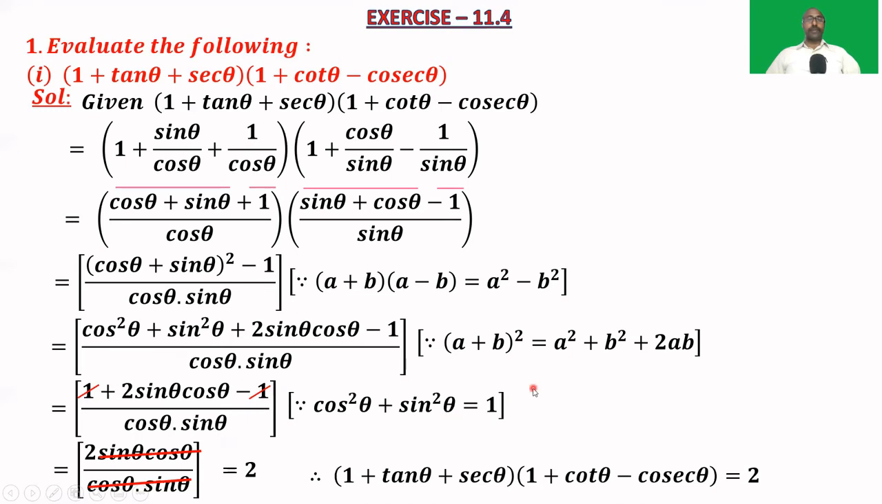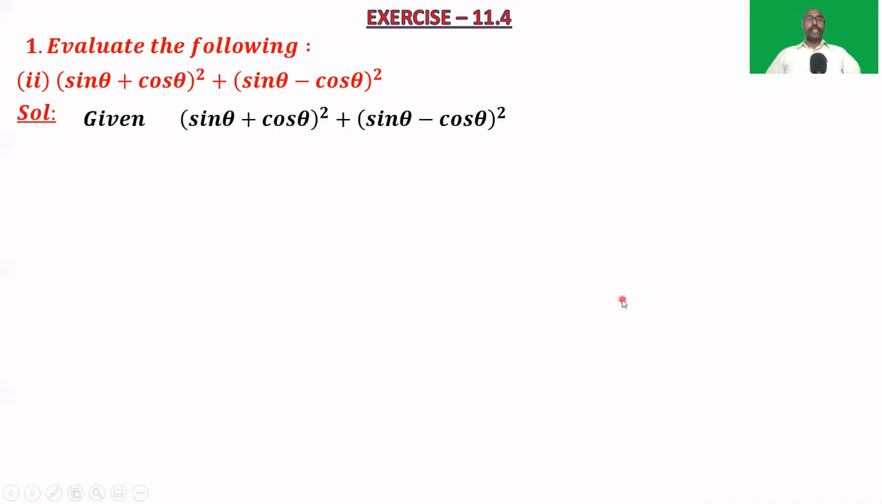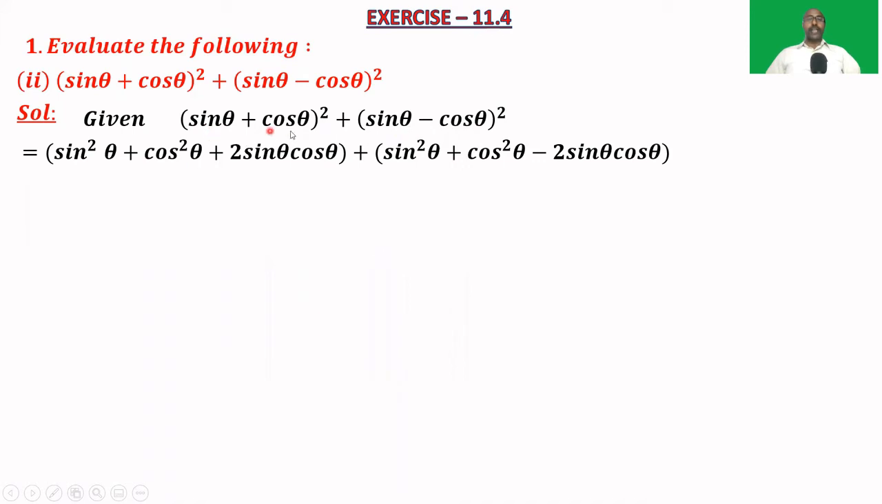Okay. So observe the problem carefully. And the next one is sin theta plus cos theta whole square plus sin theta minus cos theta whole square. So given one is sin theta plus cos theta whole square plus sin theta minus cos theta whole square. These are of the form a plus b whole square and a minus b whole square. So expand these two terms. So sin theta plus cos theta whole square is a square plus b square plus 2ab. That is sin square theta plus cos square theta plus 2 sin theta cos theta.